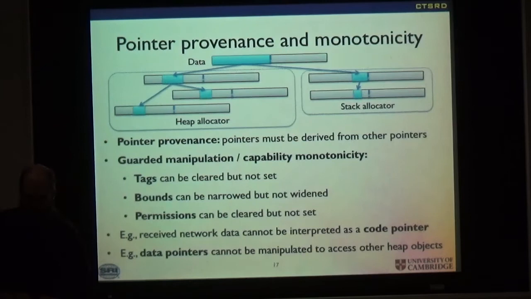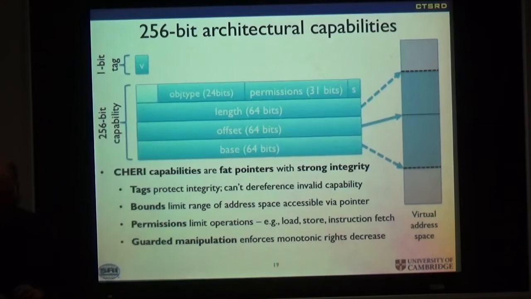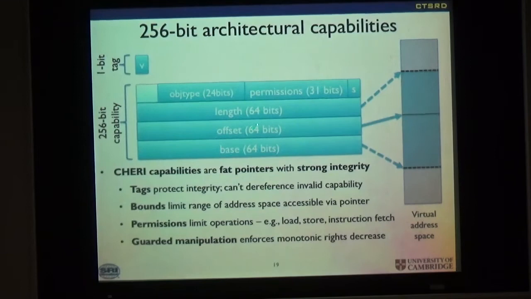So here's what we end up with in the end for our architectural capabilities. I've not talked about the type that's related to compartmentalization. I don't really have time for that today. We have our length, our offset, our base, we have our permissions, we have a sealed bit, and we have our tag.